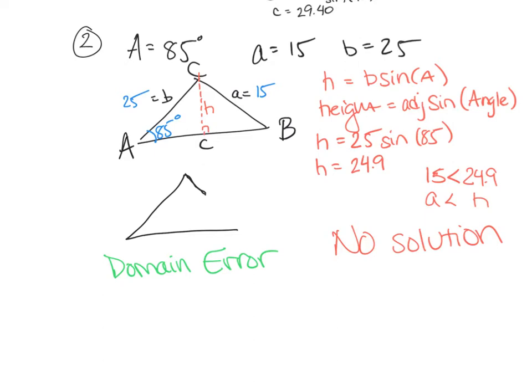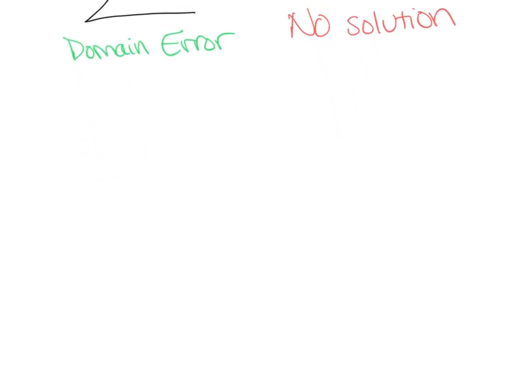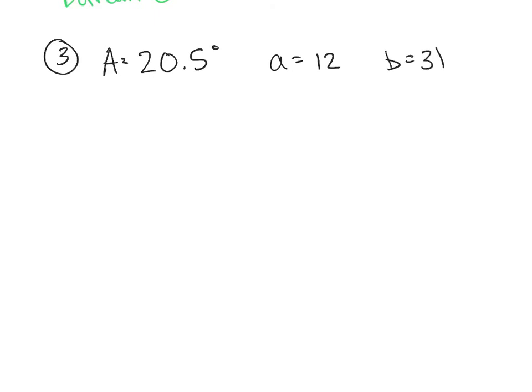So for our very last example, by process of elimination, you may be able to guess how many solutions this problem will have. Let's go through it anyway. So for problem number 3, we're going to say that angle A is 20.5 degrees, because why not throw in some decimals? We're going to say that side length A is 12, and side length B is 31.